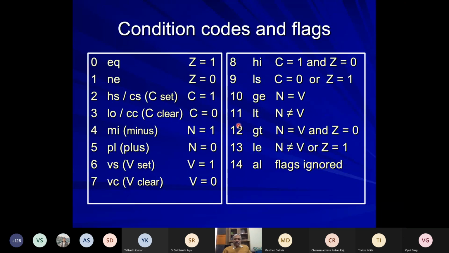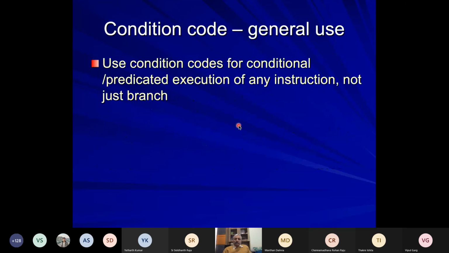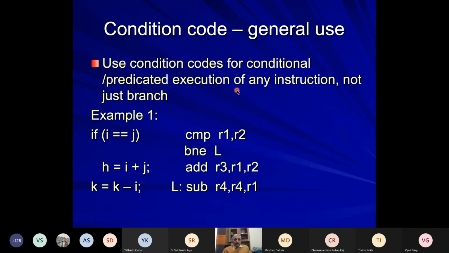Now I have been showing this condition field with various other instructions. In fact, these conditions can be applied not just to the branch instruction, but to other instructions also. So we have what is called predicated execution of instructions. If you have an add instruction and you put a condition with it, then it is a conditional add. Okay, so I'll show an example here.